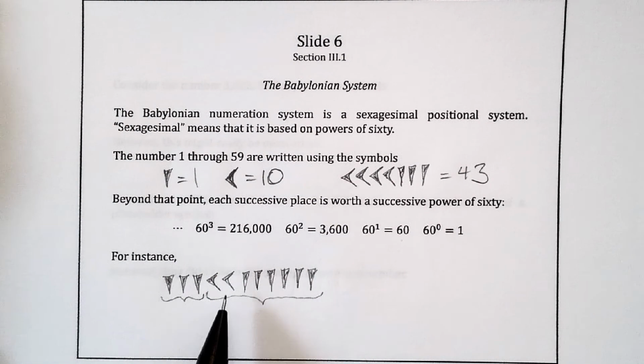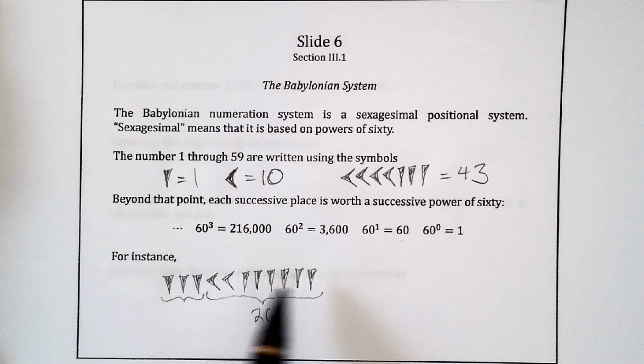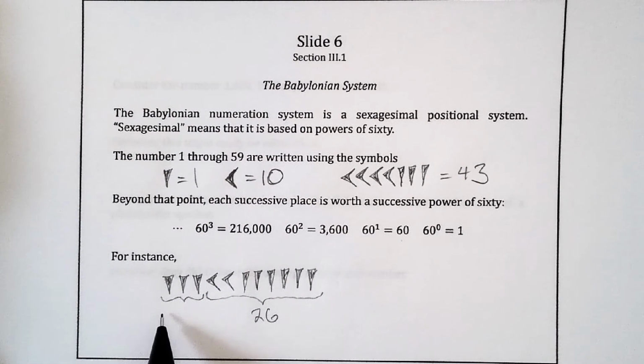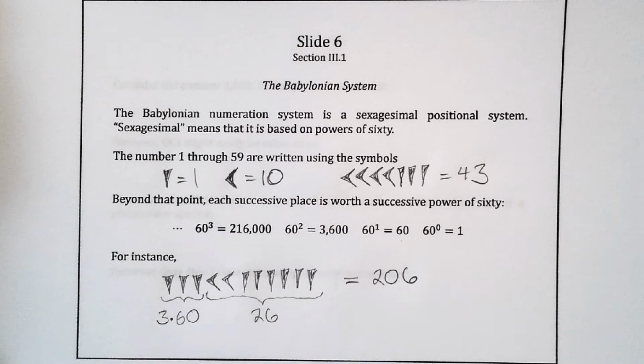So in the ones place, I have 26. That's 26 ones. In the 60s place, I have 3. That represents 3, but it's in the 60s place now. So it's really 3 times 60. So this would be 180 plus 26 is 206. So this represents 206. Okay, it's the same number.